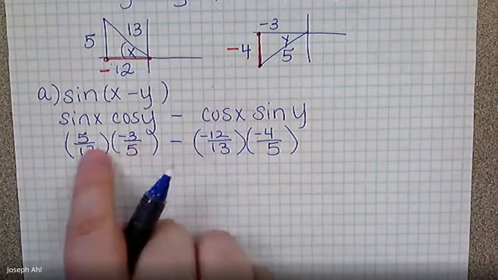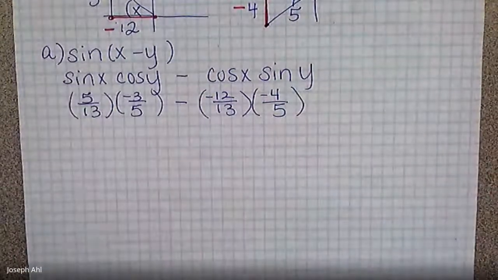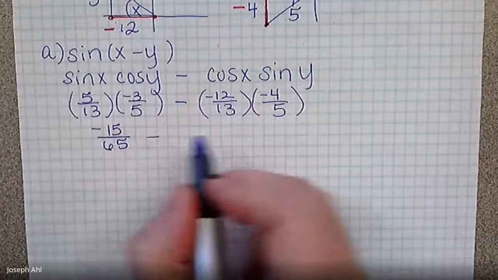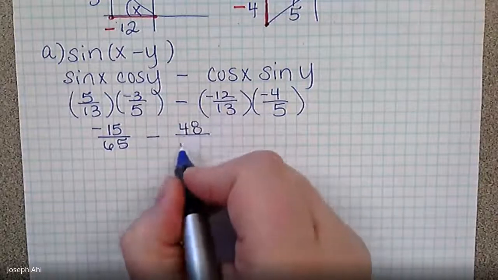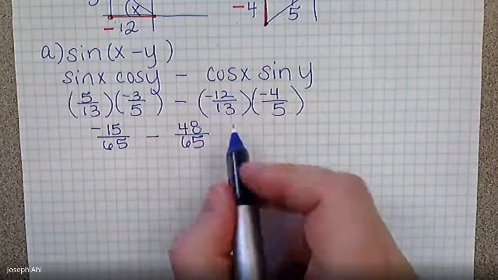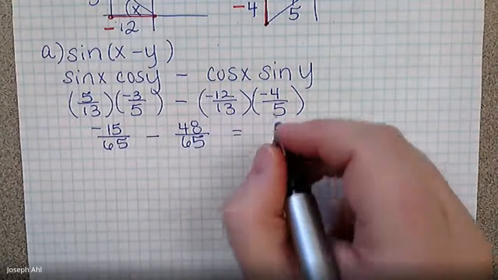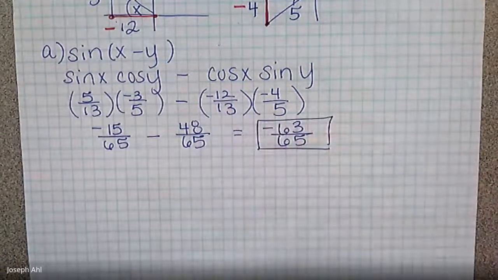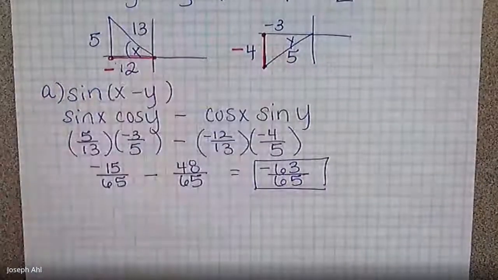Okay, now we can multiply these and multiply those. The nice thing about multiplying fractions, you just multiply the tops, multiply the bottoms. So you get negative 15 over 65 minus negative 12 times negative 4, which is positive 48 over 13 times 5, which is 65. The great thing is we already have a common denominator. So if you subtract the numerators, negative 15 minus 48, you get negative 63 over 65. Okay, that would be the final answer for sine of the difference of these two angles.